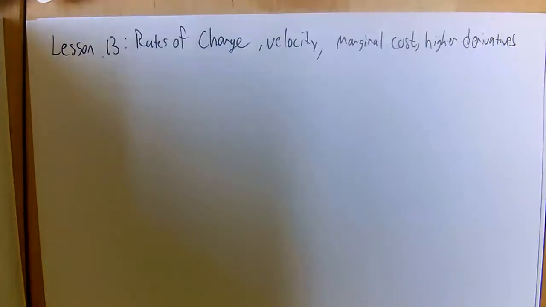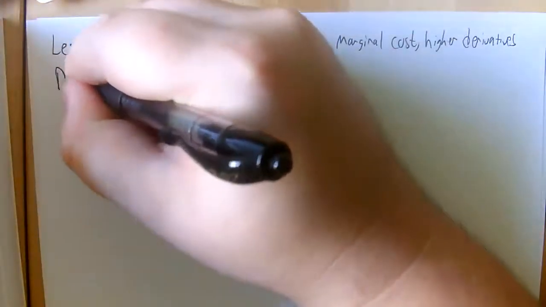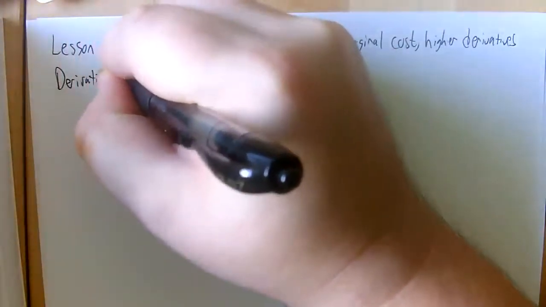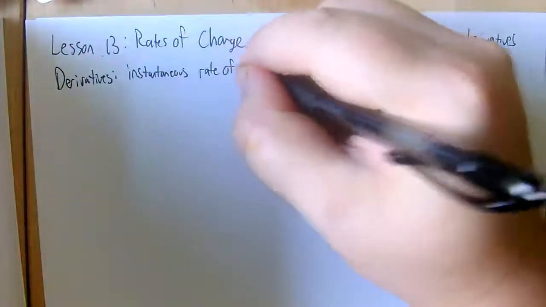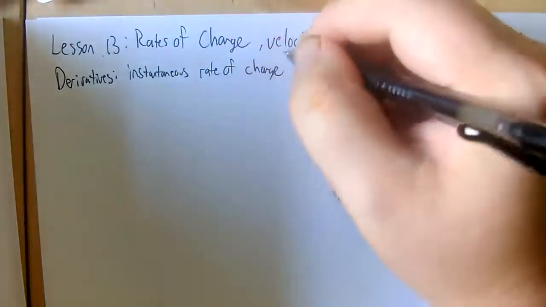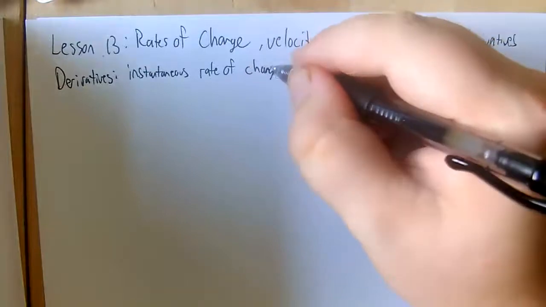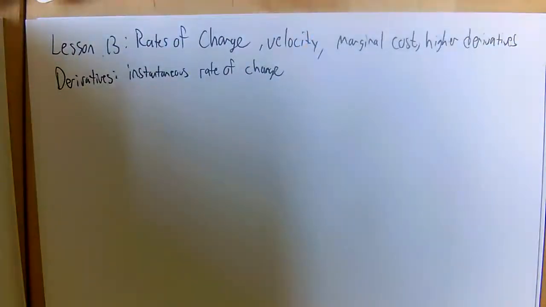So the key thing to remember about derivatives is that they represent an instantaneous rate of change. So if you ever want to know how quickly a function is changing at any particular moment, you take the derivative of that function and then plug in the variable value that you are interested in. What we're going to do is look at a few examples of this.